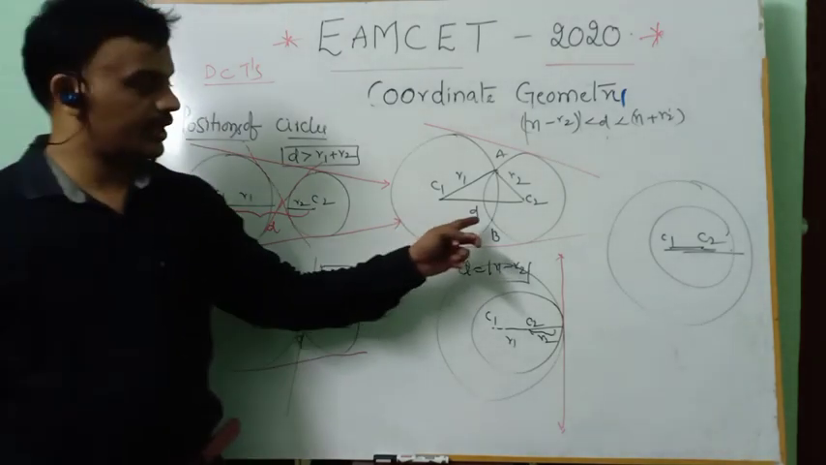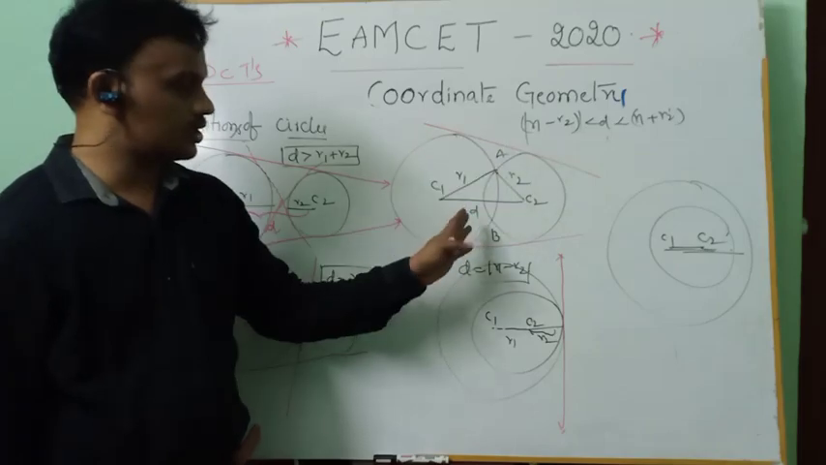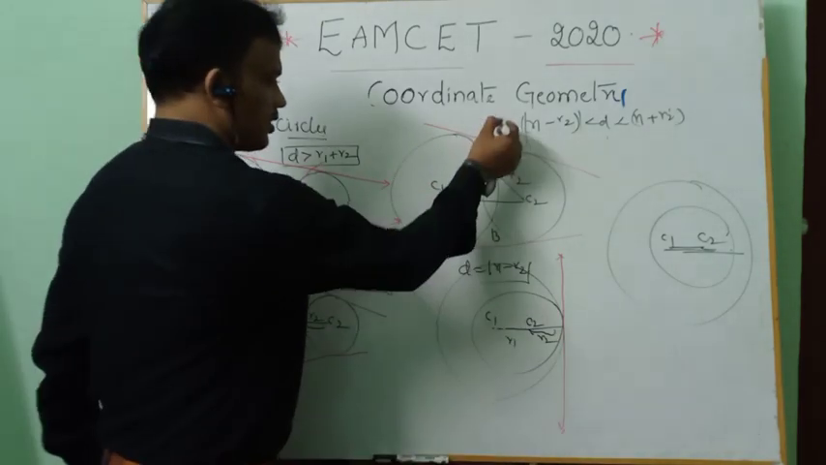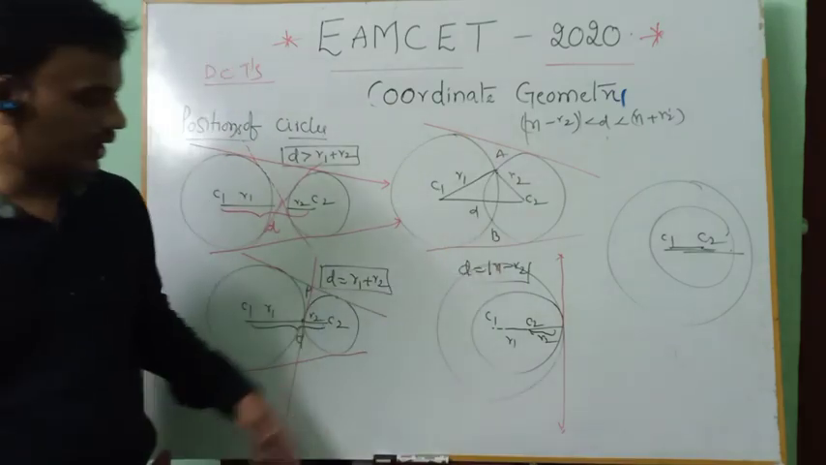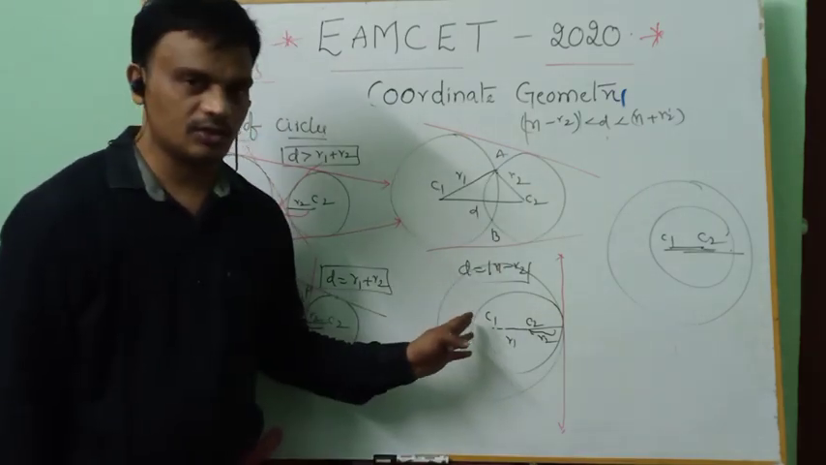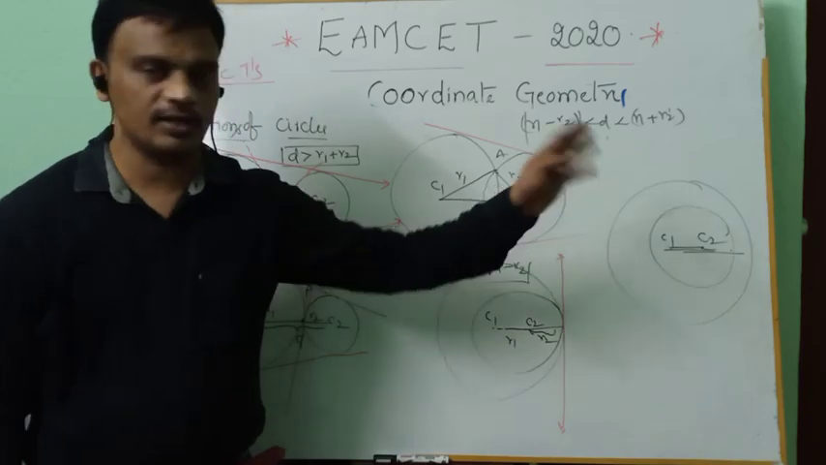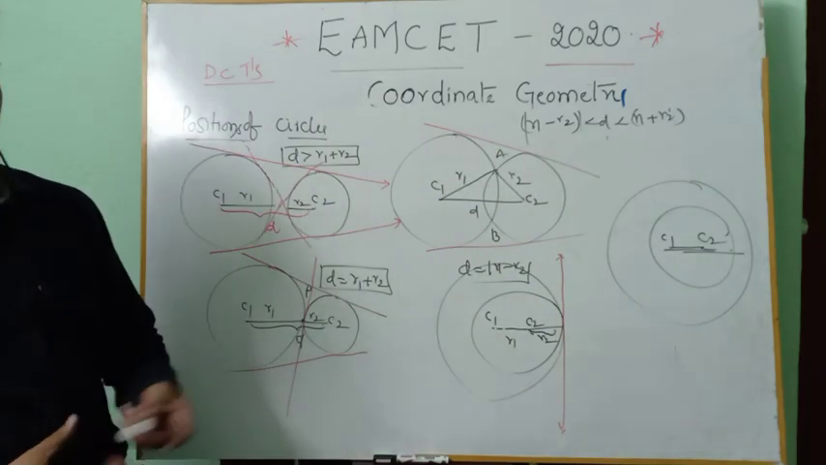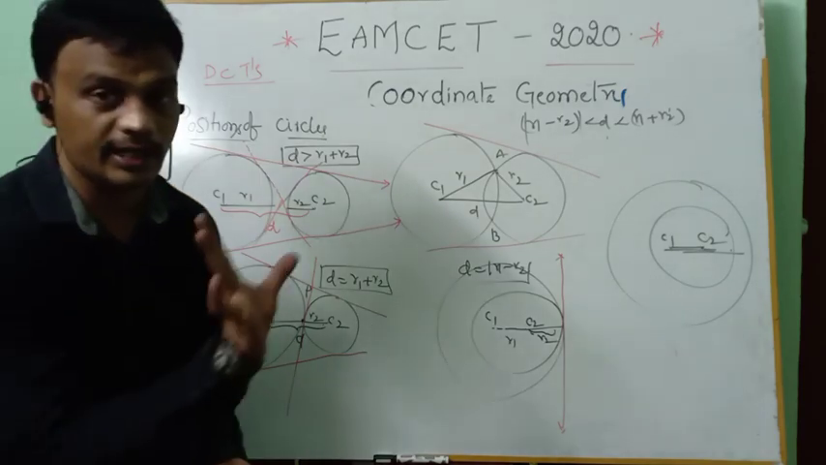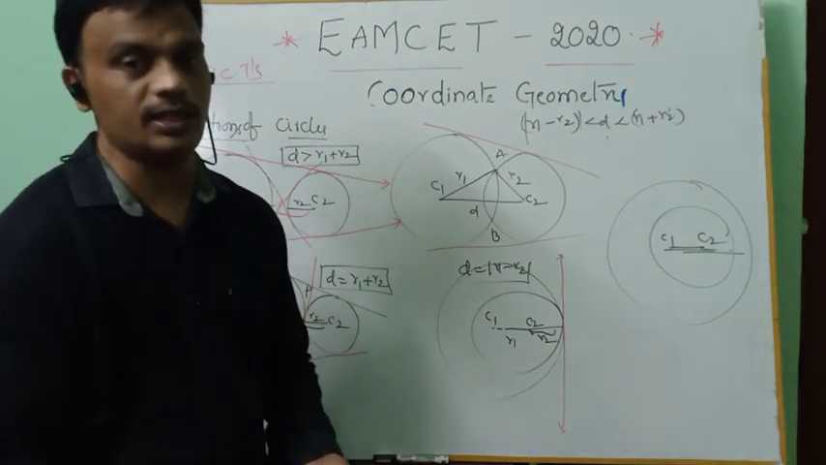Is there any transverse common tangent here? No. If you draw it, it will intersect, passing through the 2 points. No chance. Here also, is there any transverse common tangent? No transverse common tangent. First of all, there are no tangents. From the objective point of view, they ask for the number of common tangents for the two circles.